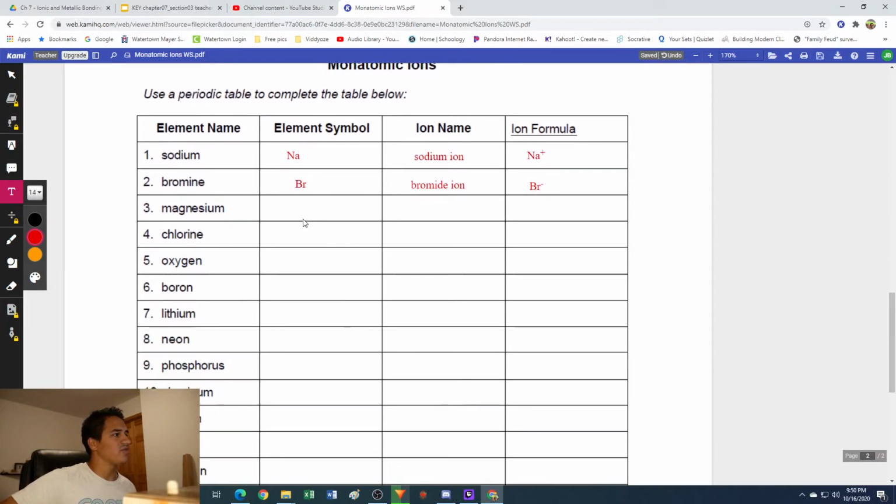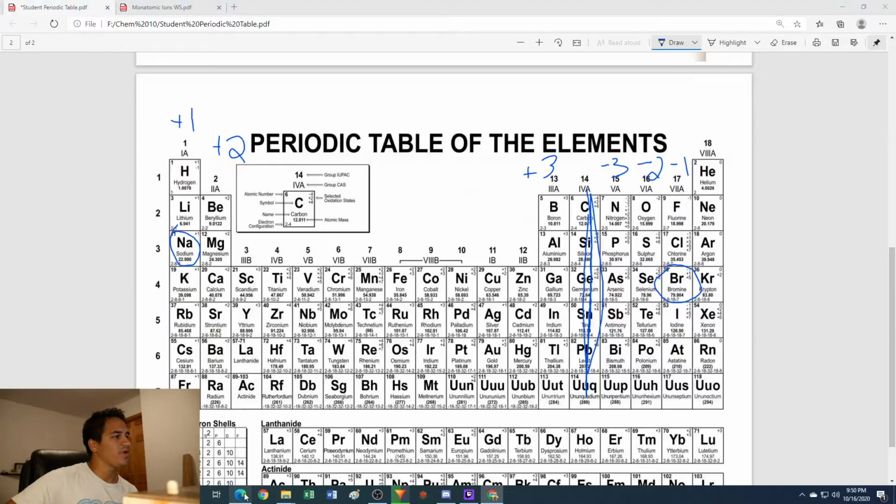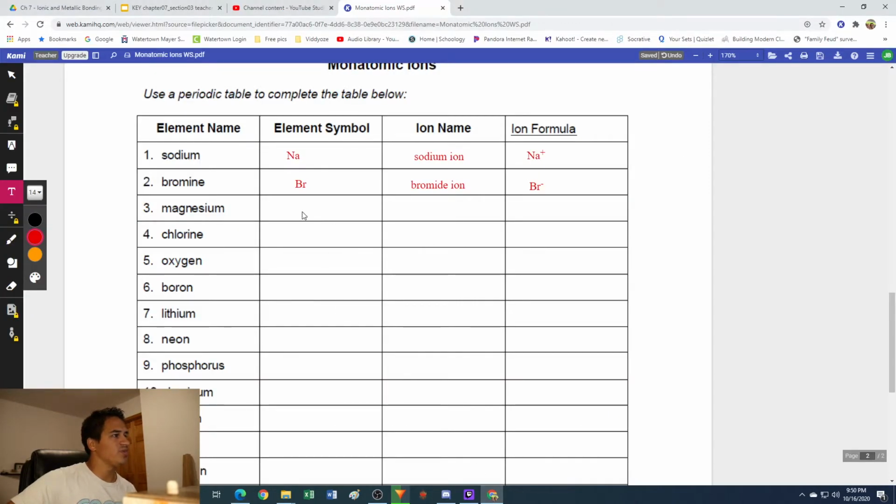All right, let's take a look at number 3, magnesium. So on the periodic table, magnesium here is in column 2. So the symbol is going to be Mg.